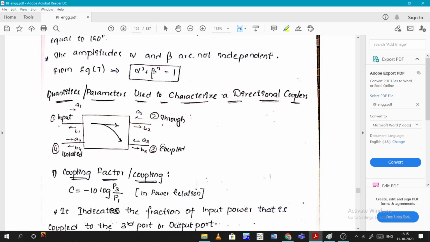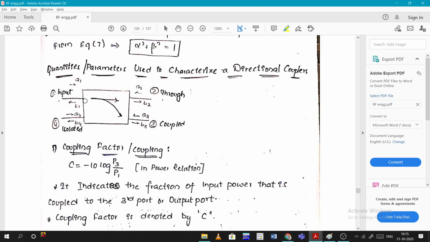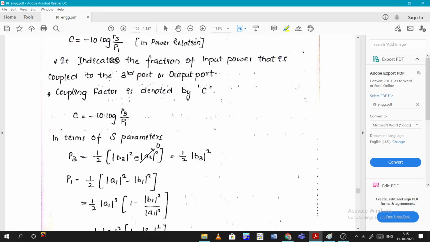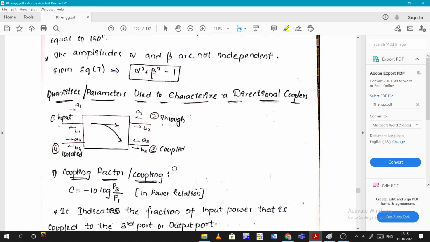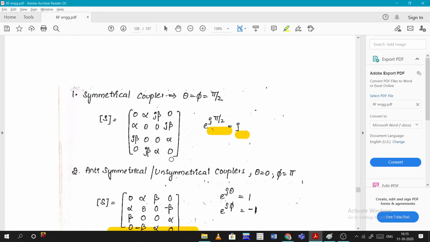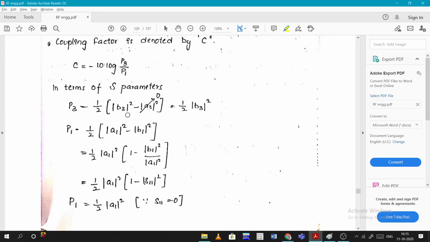Now, taking the third port as the coupled port, C is equal to minus 10 log P3 by P1. What is P3? The average is 1 by 2 of incident minus reflected. With respect to the input, B3 will be the incident, so it is B3 squared minus A3. A3 is equal to 0 because all ports are matched. That's why we take A3 as 0. And P1: S11 is also 0 because port 1 is also matched, so P1 is equal to 1 by 2 A1 squared.